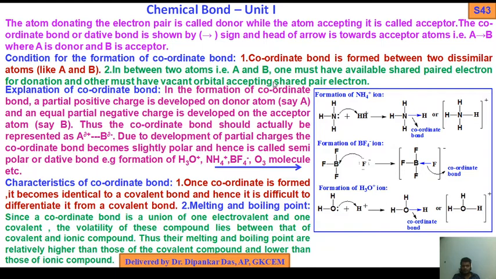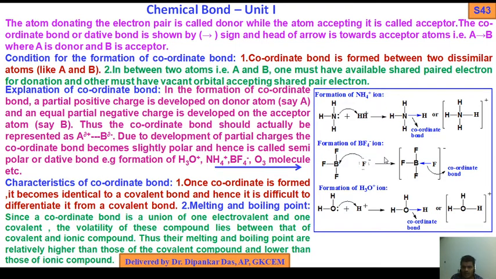Again I tell you, in the formation of coordinate bond, partial positive charge is developed on donor atom, say A, and equal partial negative charge is developed on the acceptor atom, say B. Thus the coordinate bond should actually be represented as A delta plus bond B delta negative. Due to the development of partial charge, the coordinate bond becomes slightly polar and hence is called semi-polar or dative bond. Examples are the formation of hydronium ion, ammonium ion, BF4 minus, O3 molecules, etc. That is the example of coordinate bond.